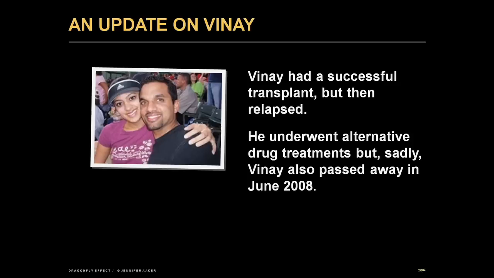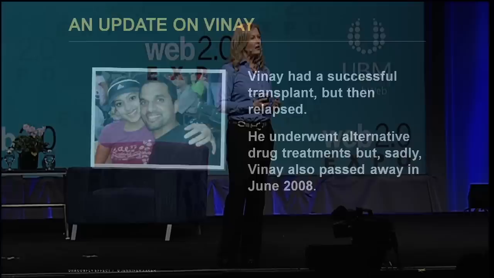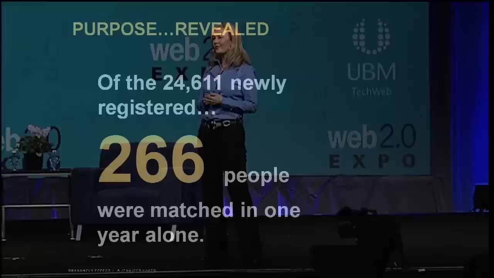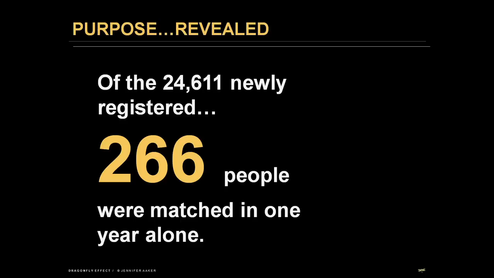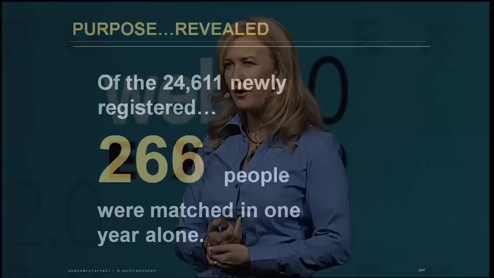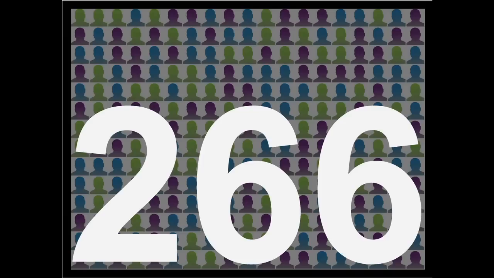As many of you know, the chance of a match taking is not just about how good it is, but how quickly you can get it. But the reason I'm so different today, after hearing this story, is that 266 people were matched based on the 24,611 people put into the registry in just those 11 weeks, and that's just in 1 year. That's 260 people with hope and time for life. It's incredible.